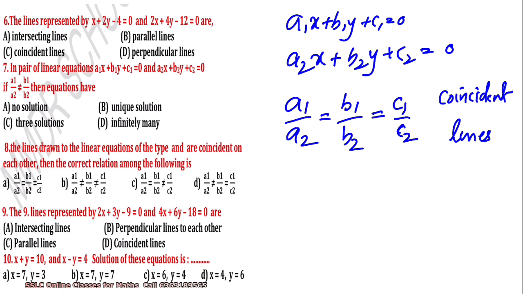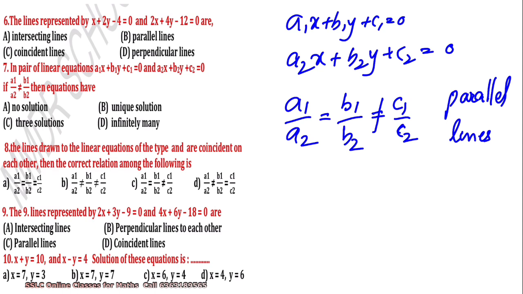That is, if we take the ratio A1 by A2, its value is equal to B1 by B2 and C1 by C2, all three values are equal. We call such two lines coincident lines. There is another condition: A1 by A2 will be equal to B1 by B2 but it is not equal to C1 by C2. At this stage we call it parallel lines. So if this condition is satisfied, we call them parallel lines.